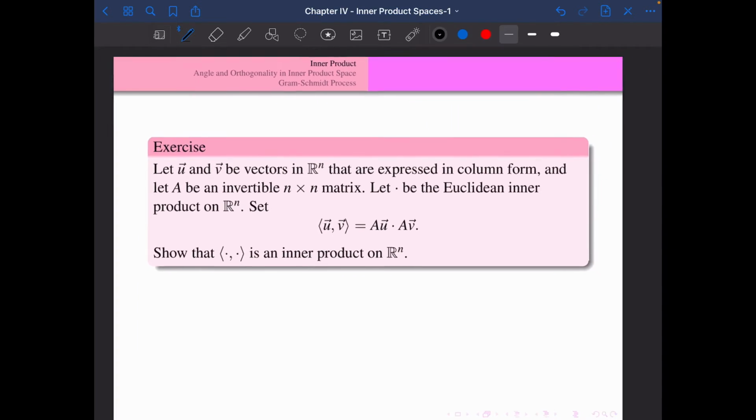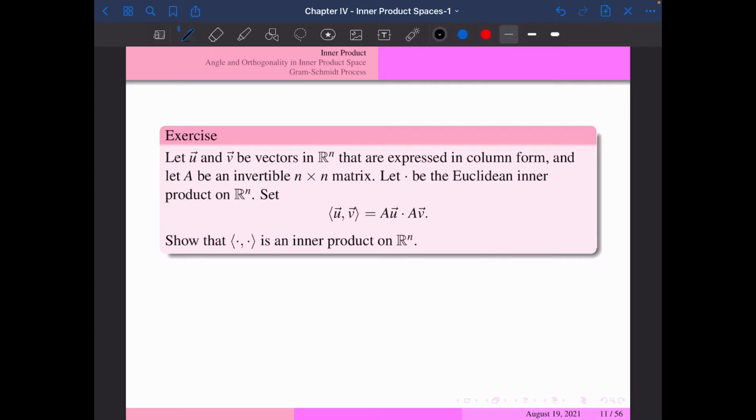Okay, next, we were talking about the inner product, and we use a matrix to help us find the inner product. We denote the dot as the Euclidean inner product on Rn, and we define the function ⟨u, v⟩ as Au dot Av. Show that this function is an inner product on Rn.